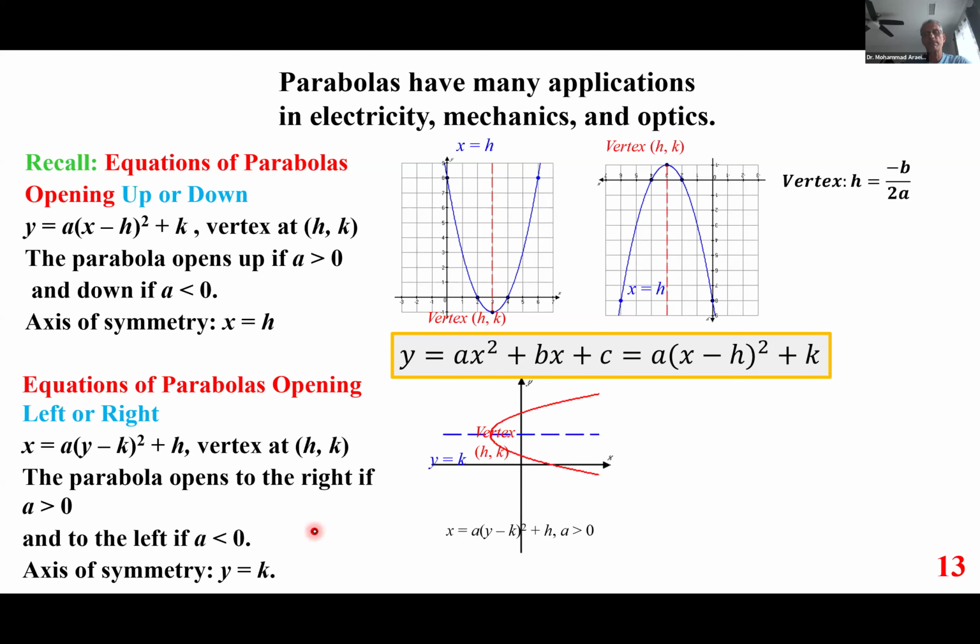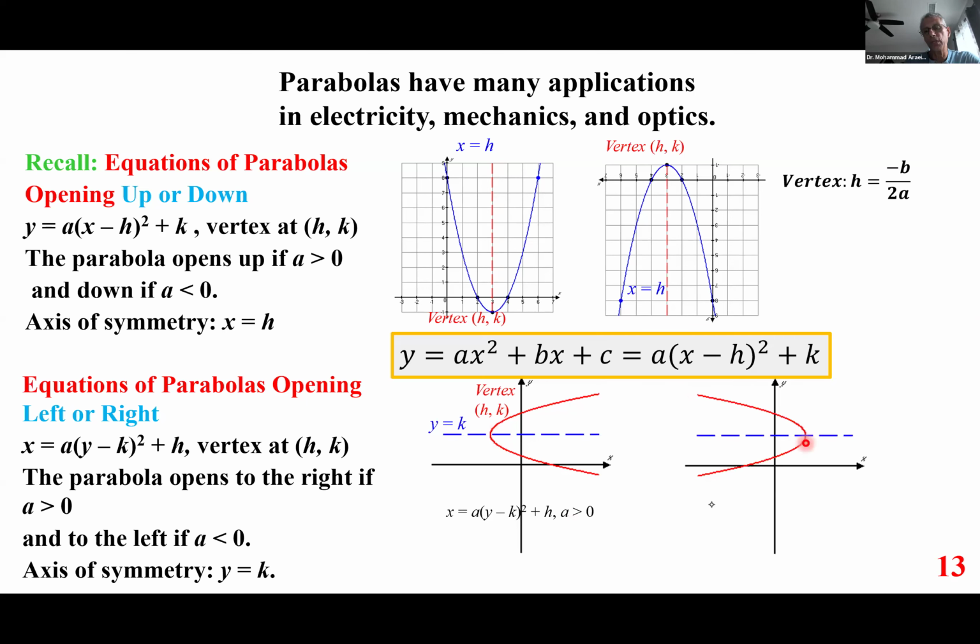So look at this one. This one has coordinates (h, k). So it's a horizontal line, y equals k. And of course, in this case, it's opening to the right. A is positive, but opening to the left, the same type of formula, but a is negative. The same vertex h and k.